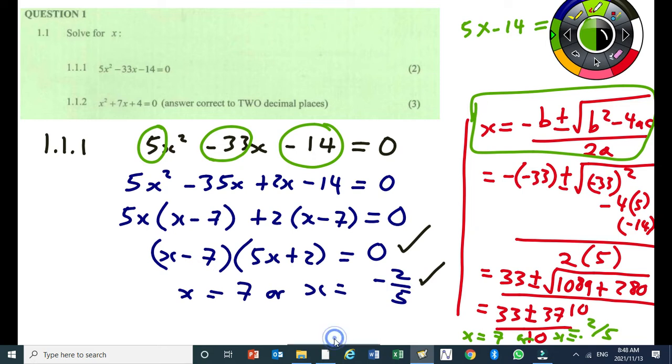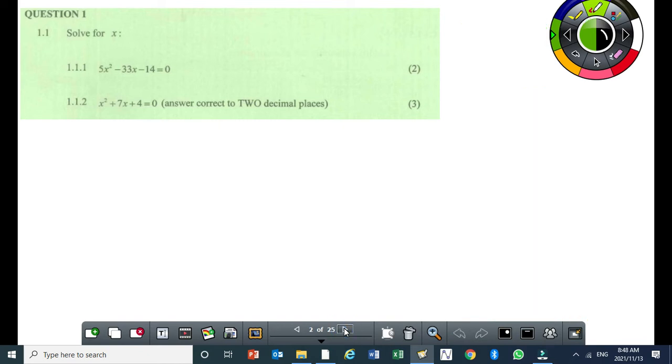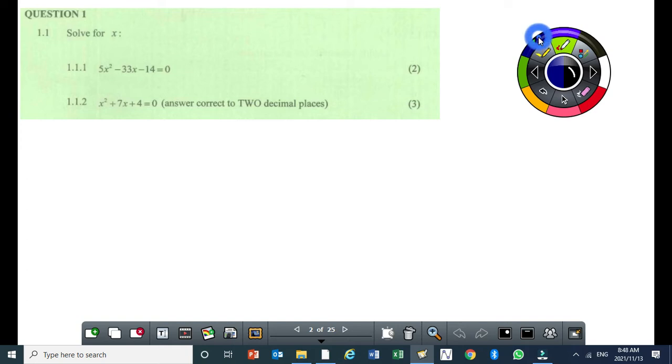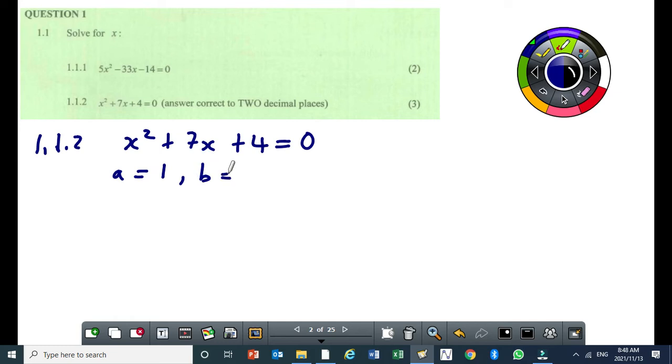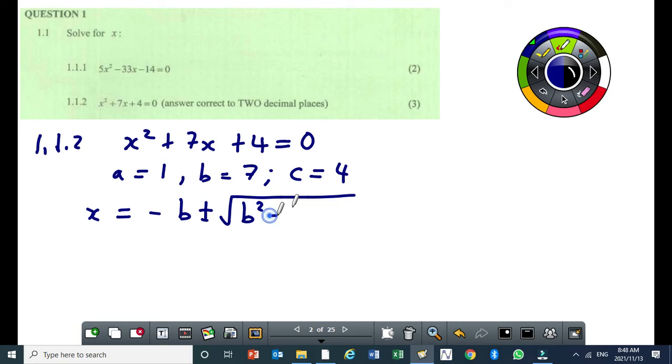So just allow me to go to the next page and duplicate this page. I'm just going to do it using the quadratic formula. 1.1.2, the equation is x squared plus 7x plus 4 equal to 0. So we are going to use the quadratic formula here. A is equal to 1, B is 7, C is equal to 4. Now always write down your quadratic formula because sometimes it can be allocated a mark. So this will be x equal to minus b plus or minus the square root of b squared minus 4ac, all over 2a. Okay, so that's the quadratic formula.